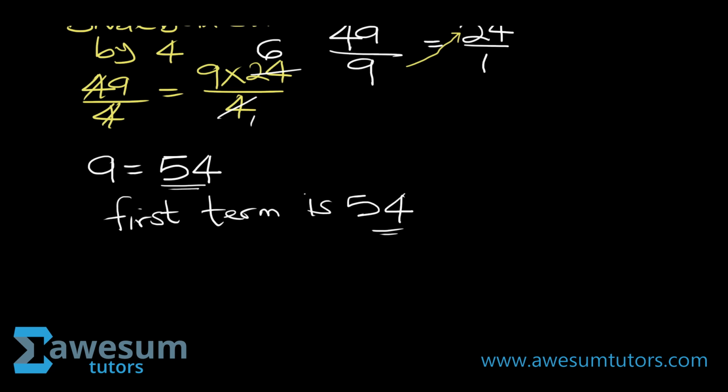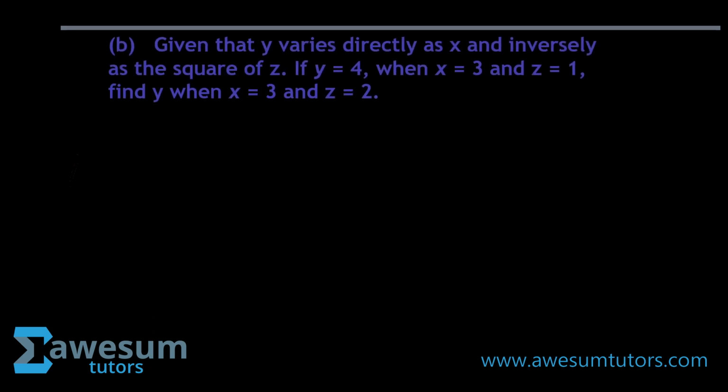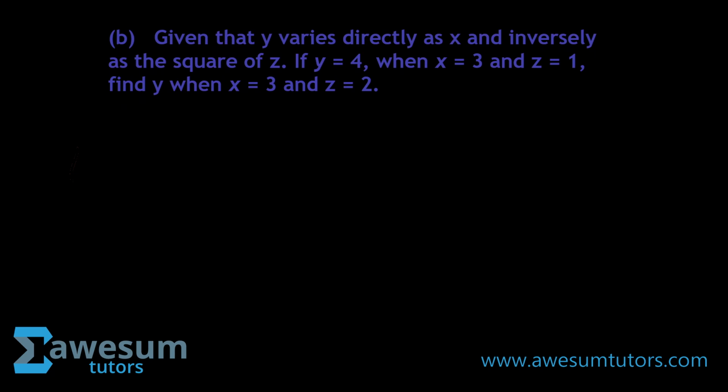Okay, let us take a look at question B of this question. Now, this question says, given that y varies directly as x and inversely as the square of z, y equals 4 when x equals 3 and z equals 1. Find y when x equals 3 and z equals 2.